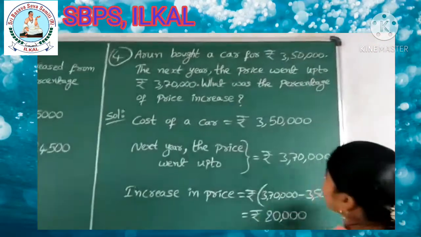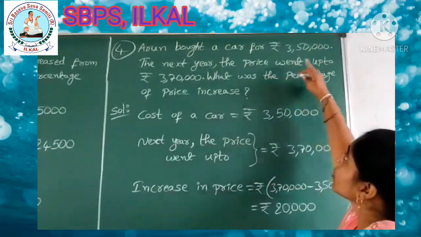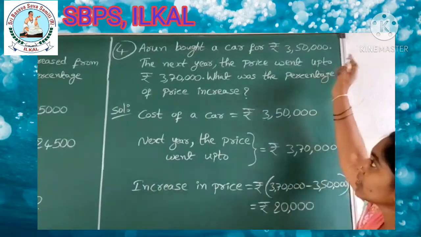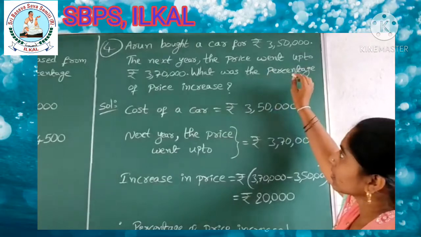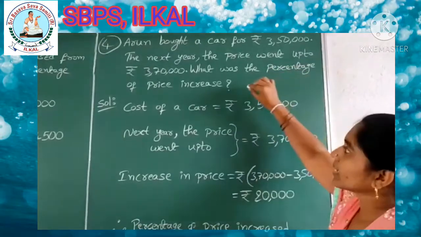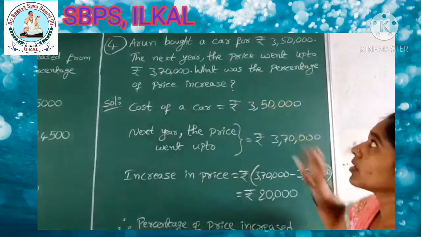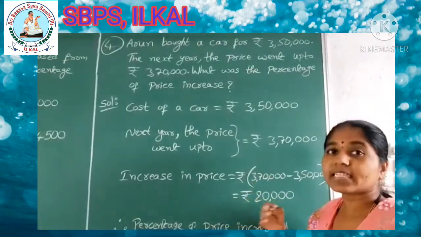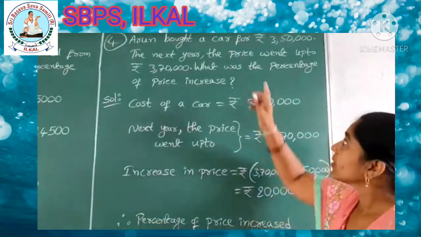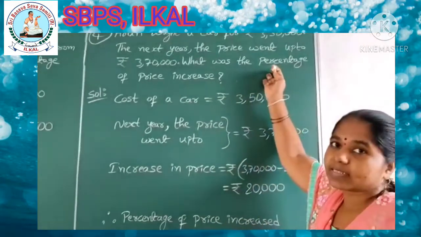Next question. Arun bought a car for rupees 3,50,000. The next year the price went up to 3,70,000. What was the percentage of price increase? Here Arun took a car for 3,50,000. Next year 20,000 increased. We have to find the percentage of price increase here.